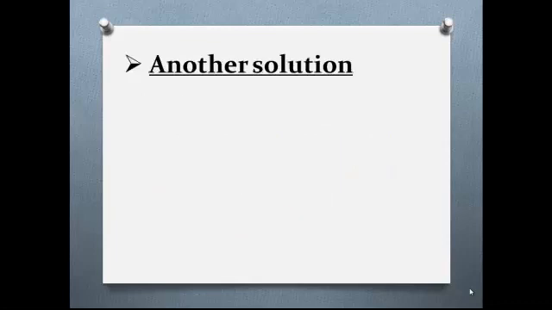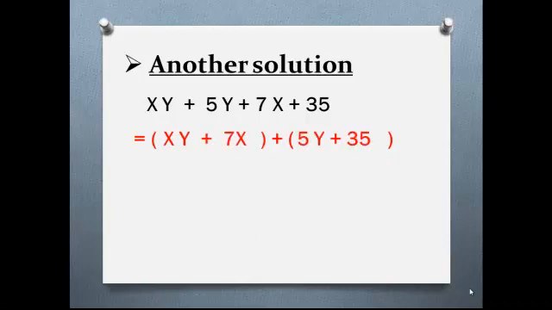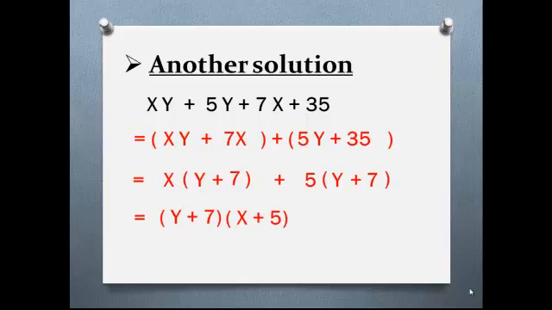You can solve this question in another way. You can take xy plus 7x in the first group and take 5y plus 35 in the second group. The common factor in the first group is x, so the expression will be y plus 7. The common factor in the other group is 5, so the expression will be y plus 7. The common factor between the 2 terms is y plus 7, and the other factor will be x plus 5.